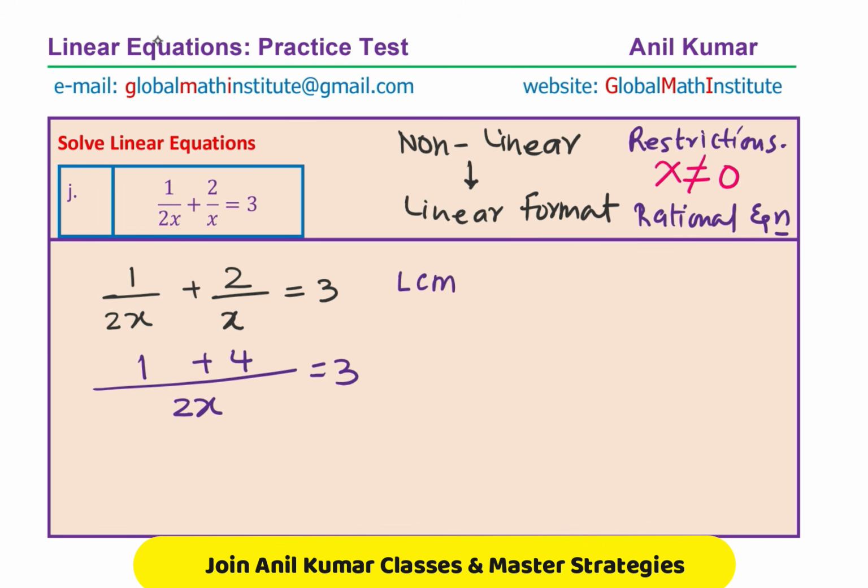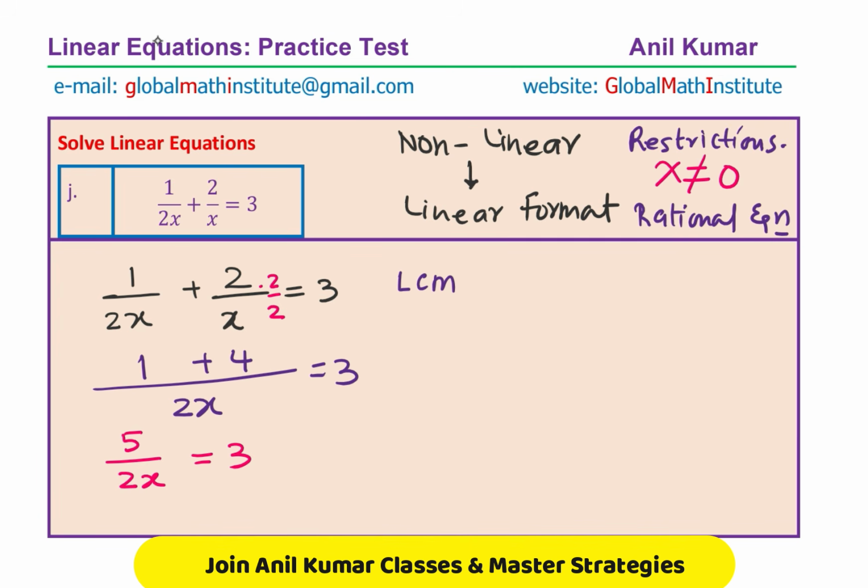You get the idea. We wanted to make 2x the denominator, so we multiplied the second term by 2 over 2. Multiplying by 2 over 2 is just multiplying by 1. It doesn't change anything. And now you can see what we have is 5 over 2x equals 3, a different kind of equation altogether. 5 over 2x is equal to 3.